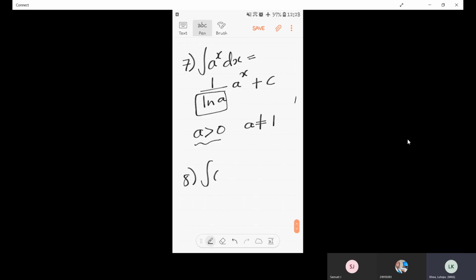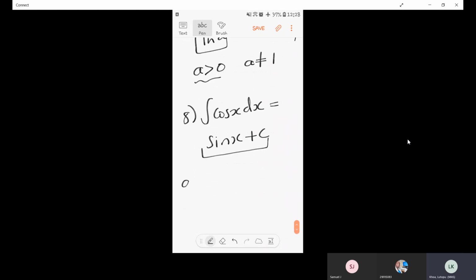So number 8, we have the integral of cos x dx. This is just equal to sine x plus c, because when I differentiate sine x plus c, my answer is cos x. Then number 9, the integral of sine x dx. This one here is negative cos x plus c, because when I differentiate cos x, I get negative sine. And then when I multiply it with this negative, then I will have positive sine x.